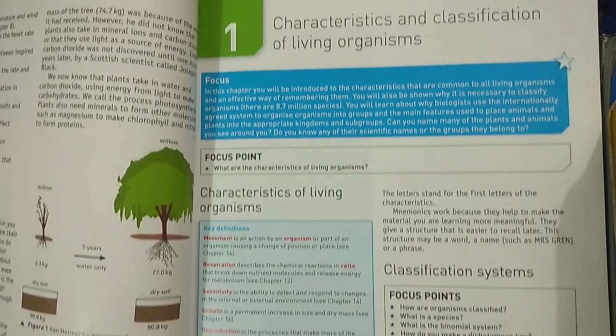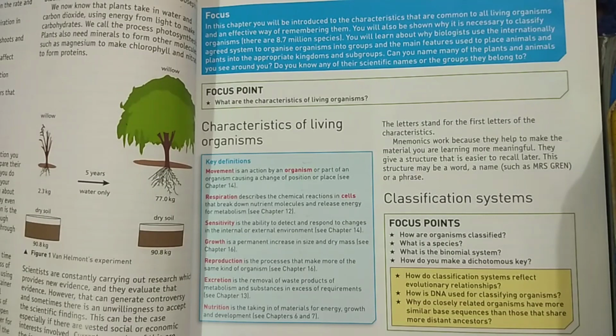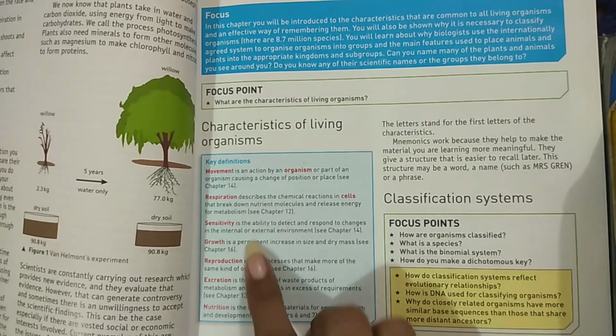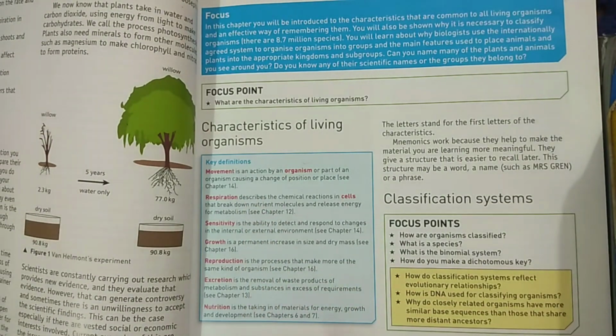There are several characteristics that every living organism shares, but some are the basic characteristics: movement, respiration, sensitivity, growth, reproduction, excretion, and nutrition. So these 7 characteristics are shared by all living organisms.